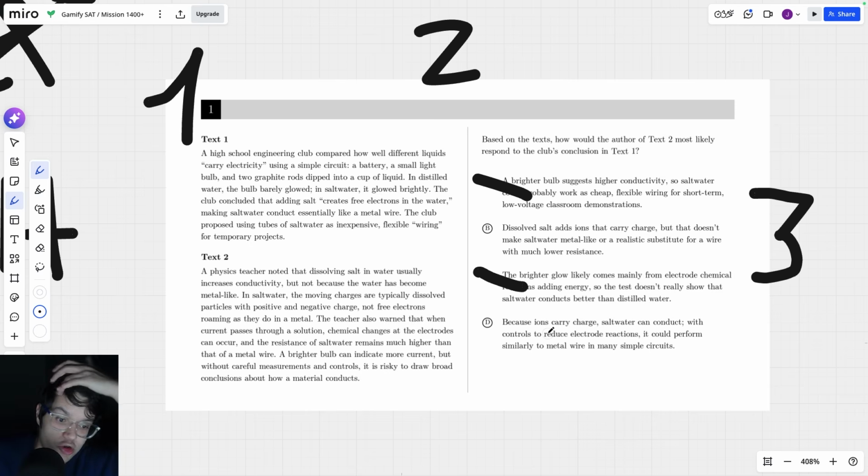D, because ions carry charge, salt water can conduct, and with controls to reduce electrode reactions, can perform similarly to metal wire. So yeah, this would be saying here that it is similar. That's not what we're trying to go for. We're trying to go for that there's a difference. So probably it's going to have to be B here.